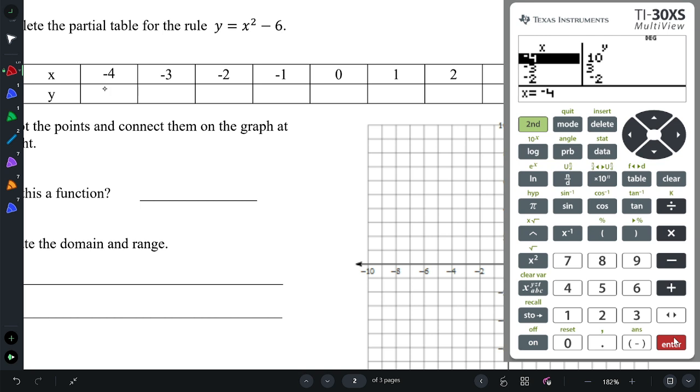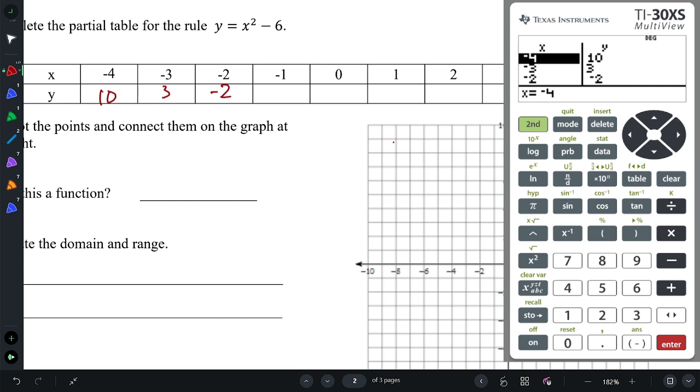So the first thing you can see is it tells me, when x is -4, I square that, I get 16. 16 minus 6 is 10. -3 squared is 9. 9 minus 6 is 3. This table is doing exactly what I want. -2 would give me -2.